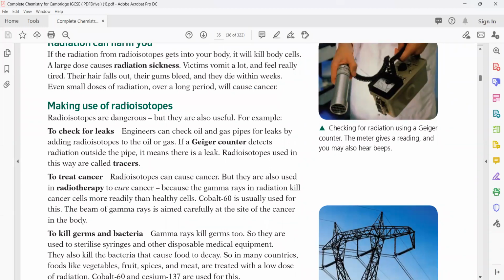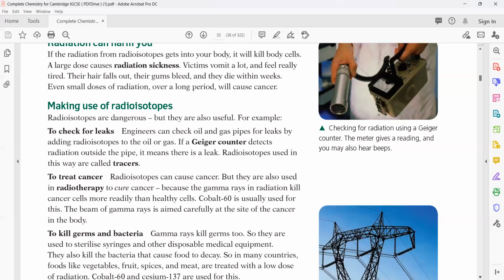Engineers can check oil and gas pipes for leaks by adding radioisotopes to the oil and gas. If a Geiger counter detects radiation outside the pipe, it means there is a leak. What is a Geiger counter? It's a special type of instrument, a device that can detect radiation. So the radioisotopes used in this way are called tracers, meaning they are used in a very minute or small amount.